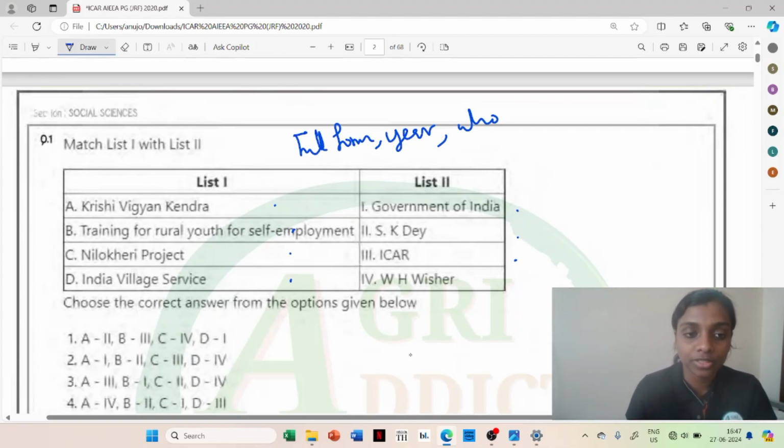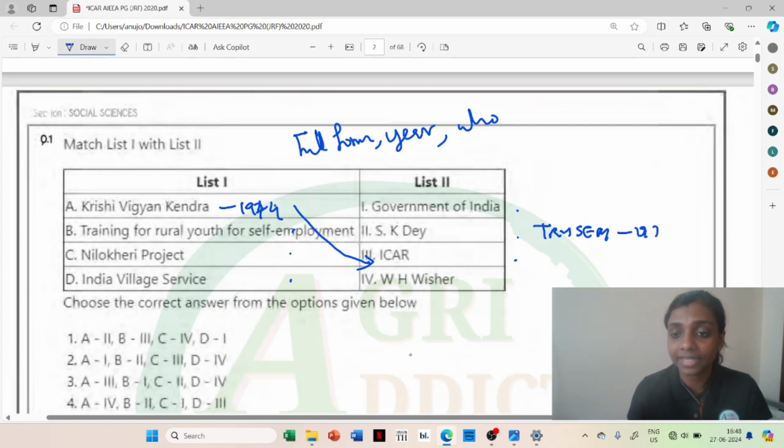Okay, so in this question, first one is Krishi Vigyan Kendra. KVK was started in 1974. It is a first line transfer of technology program by ICAR. Next one is Training for Rural Youth for Self-Employment, commonly known as TRYSEM. It started in 1979. It is a program implemented by the government of India.